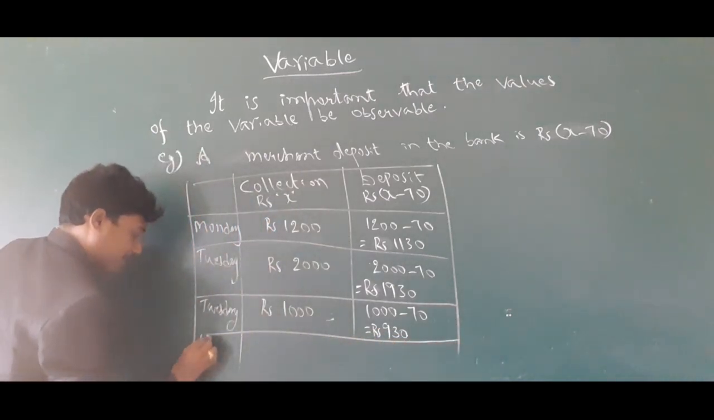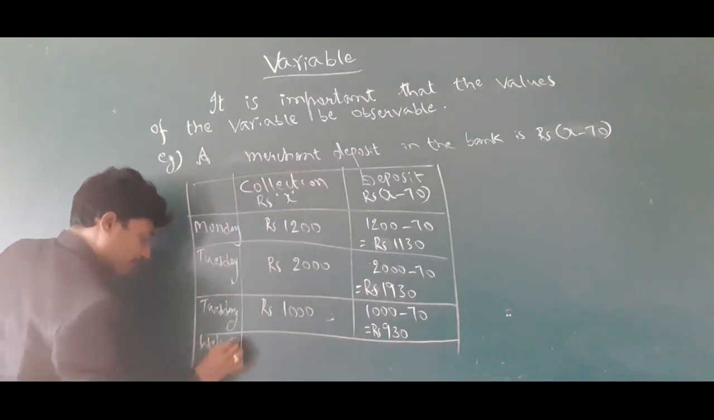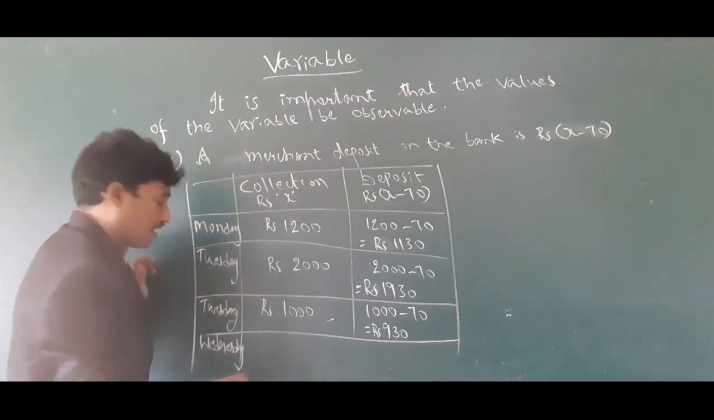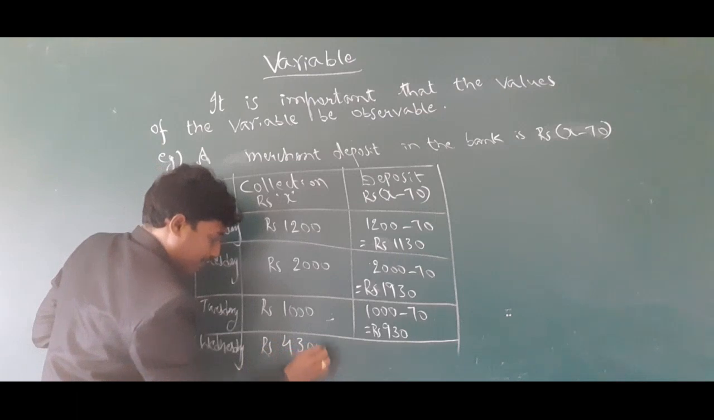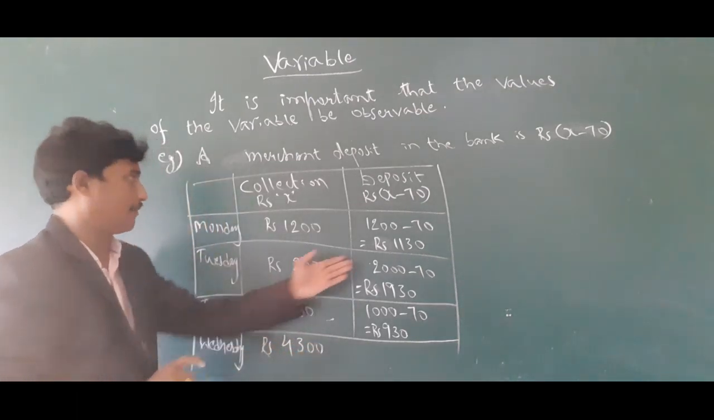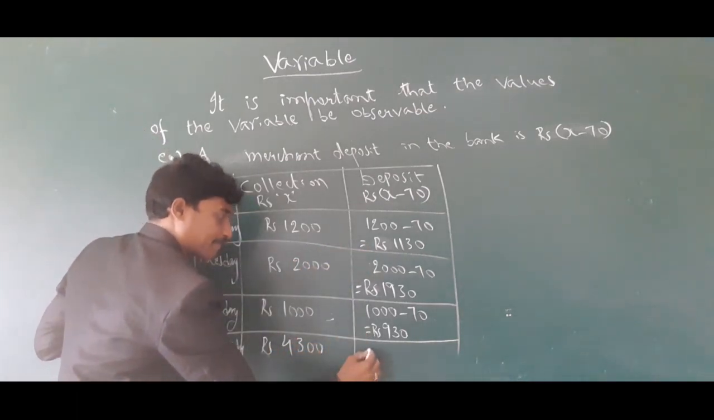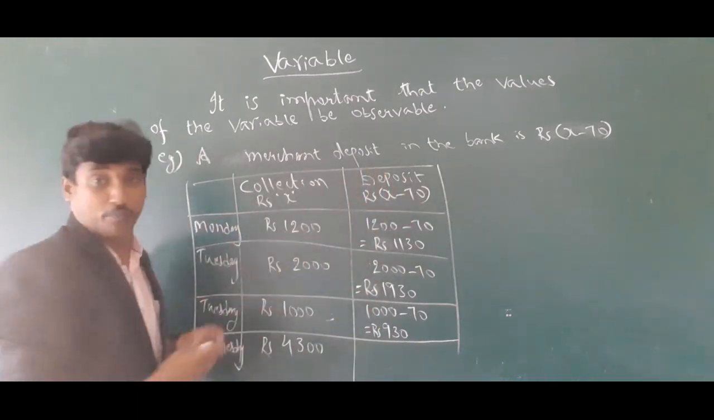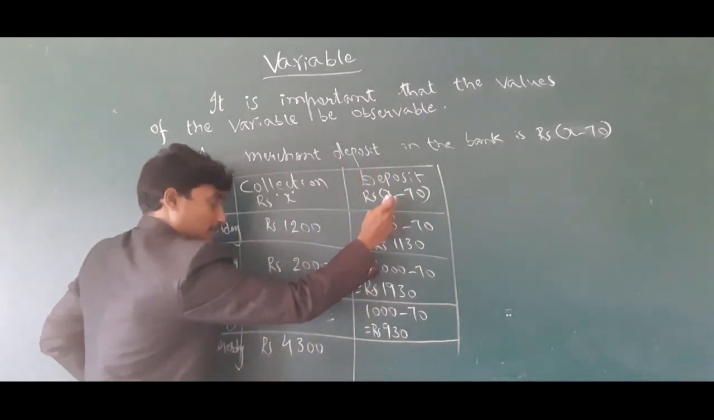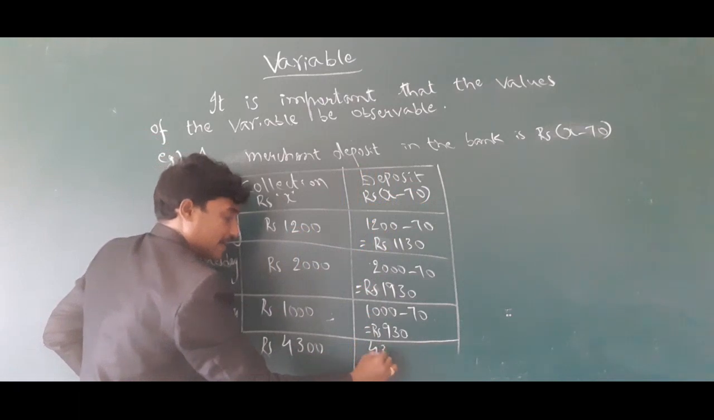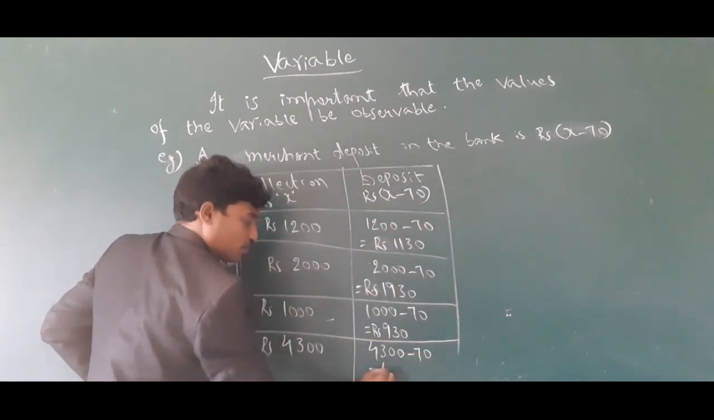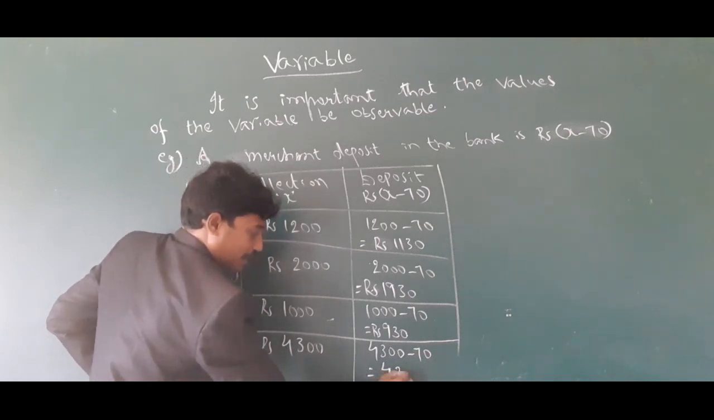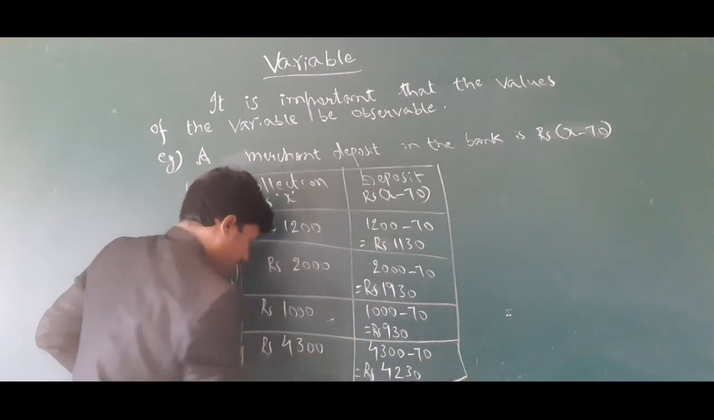On Wednesday, his collection is 4300. Then what is the deposit in the bank? x minus 70 rupees. That is 4300 minus 70, then 4230 rupees. That is the deposit in the bank.